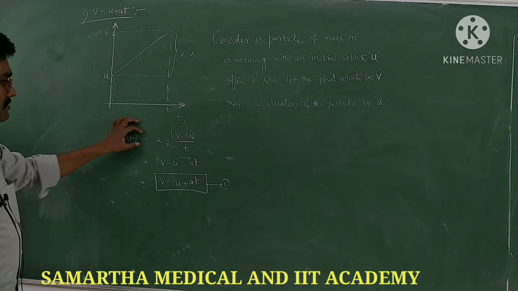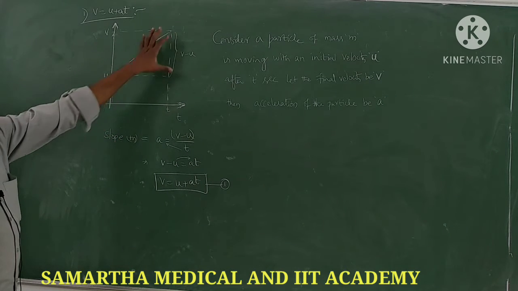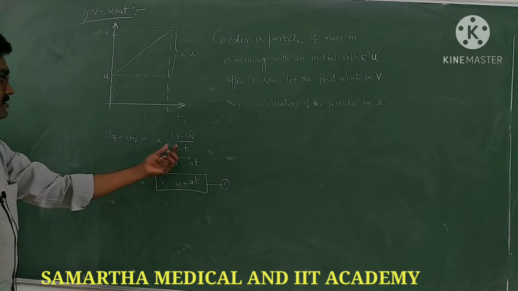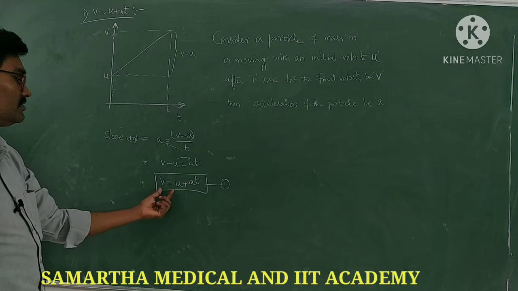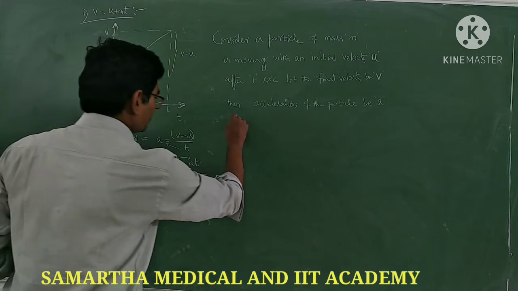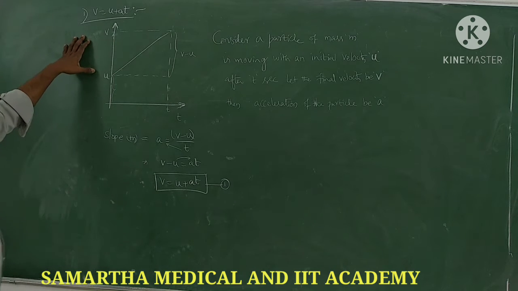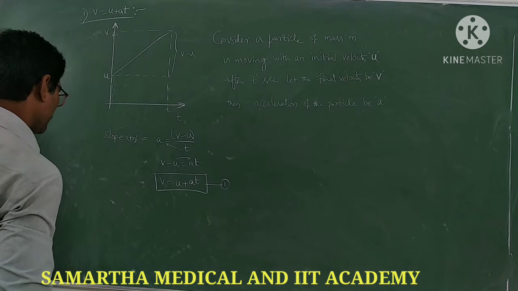So the slope m is equal to a is equal to v minus u by t, opposite side by adjacent side. So from this, v minus u is equal to at. Cross multiply it, send this to the right side, v is equal to u plus at. That is the expression, the first expression, v is equal to u plus at. Right? Clear? Next, we go for another expression.